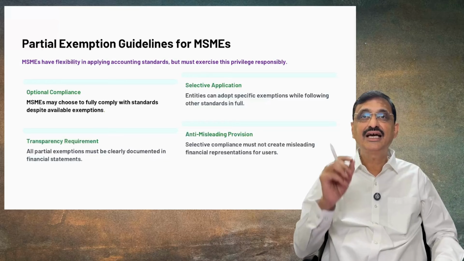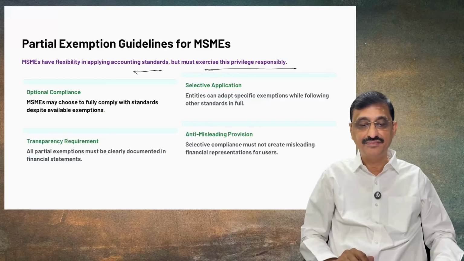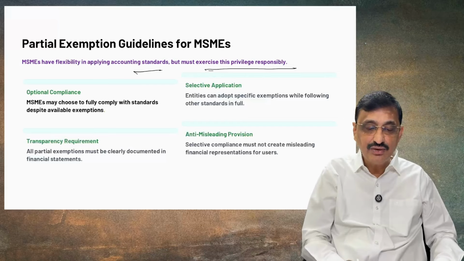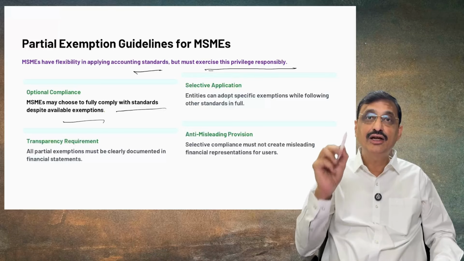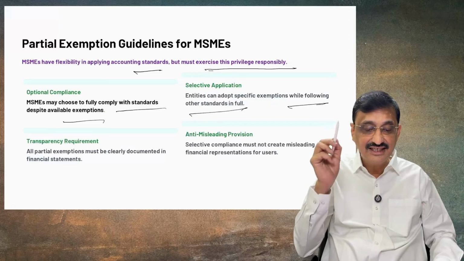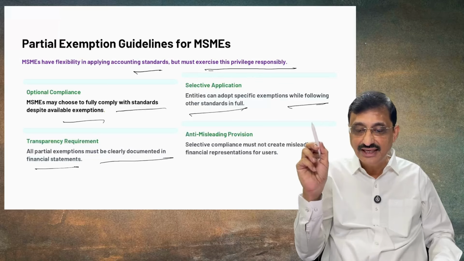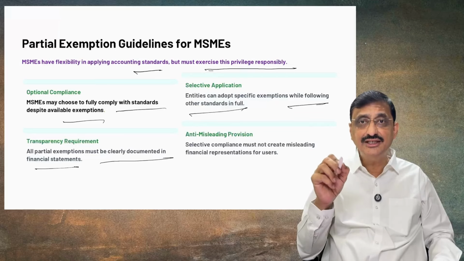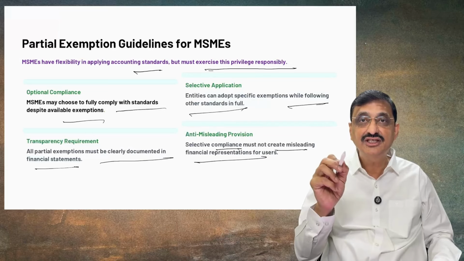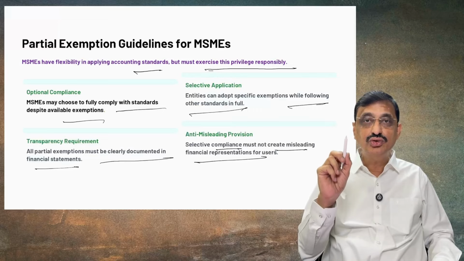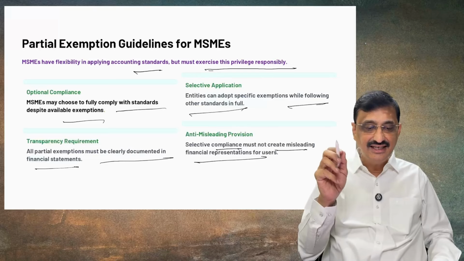Now, also the MSMEs have flexibility in applying accounting standards, but this privilege should be exercised responsibly. So you may choose to apply or adopt an accounting standard fully, though you have an exemption. These entities can adopt specific exemptions while following the other standards in full. All partial exemptions must be clearly documented in the financial statements by way of notes to accounts. Now, why has this been introduced? This selective compliance should not create a misleading financial representation for users. So your financial statements should not mislead the users. So these disclosures have to be made where you have selectively availed the exemptions.